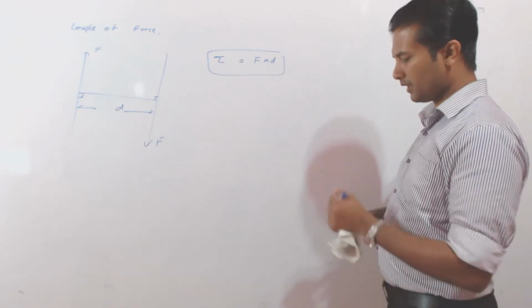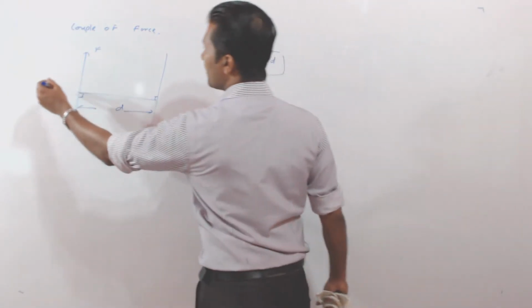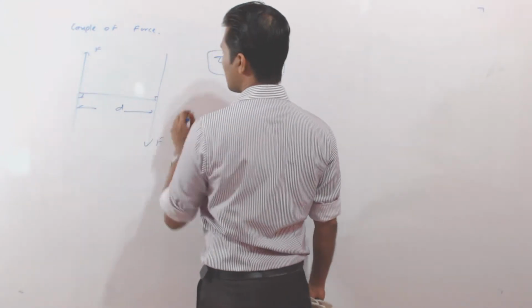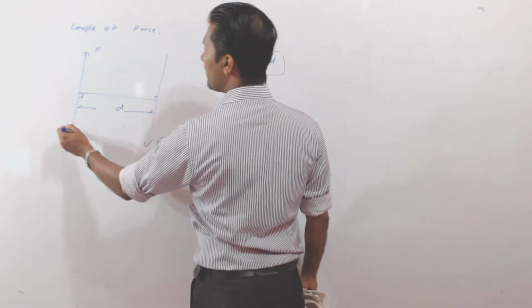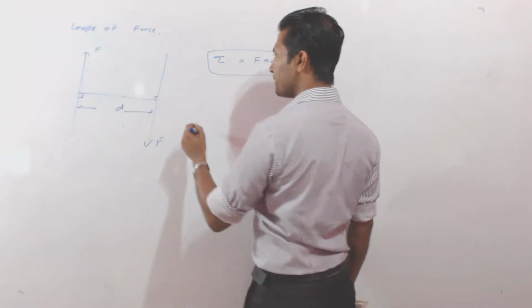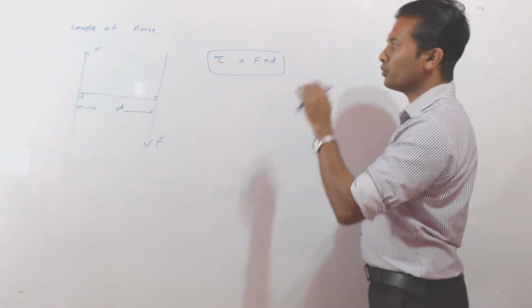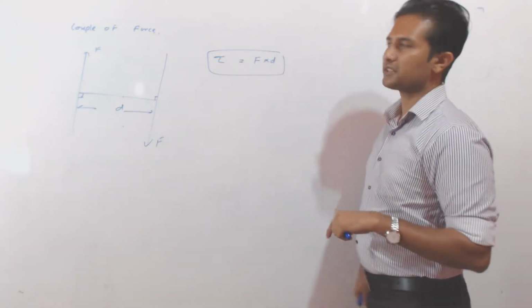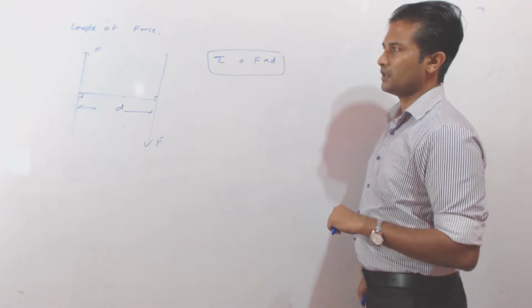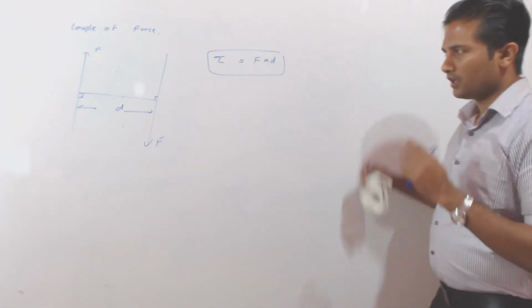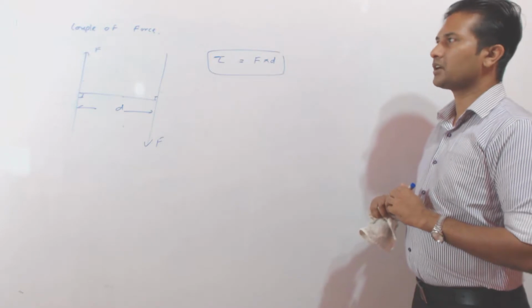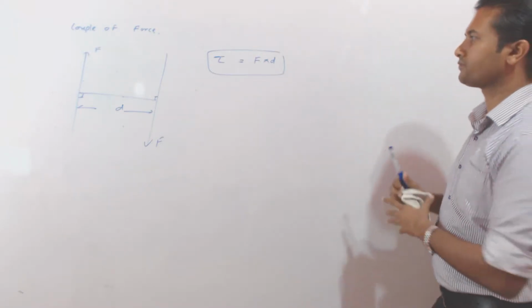So the main important thing when considering a couple of force around any point is that the magnitude is equal as well as the direction. That is the characteristic of a couple of force.